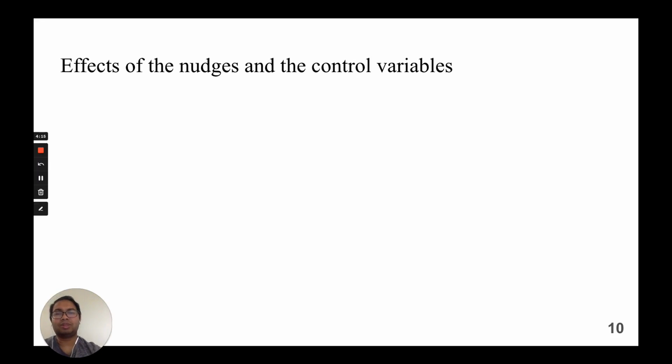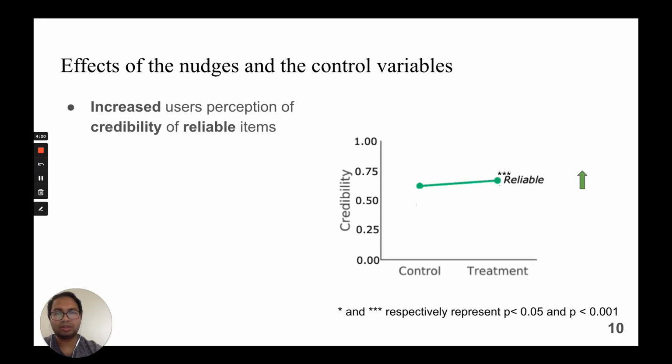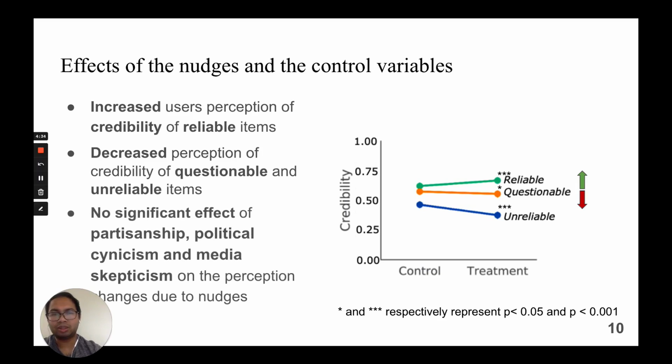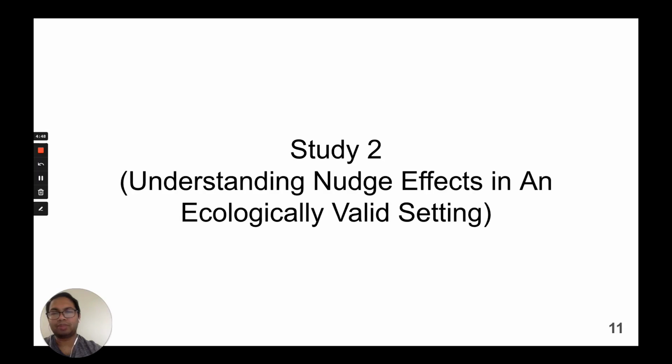Analyzing participants' perceived credibility, we found that NudgeCred increased users' perception of credibility of reliable items, whereas it decreased their perceived credibility of questionable and unreliable items. Furthermore, applying several regression models on the data, we found no significant effect of users' partisanship, political cynicism, and media skepticism on the perception changes due to nudges. We encourage you to look into the details inside the paper.